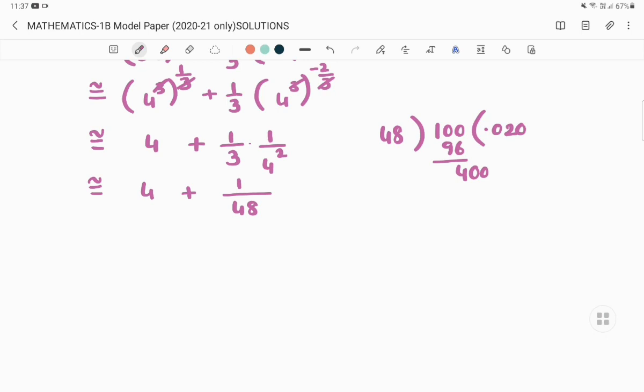So we need to divide 400 by 48. Roughly how much is it? We can calculate 400 by 48. That means 8 point something, it is not divisible exactly. So it may be 7 approximately. 7 8s are 56. 7 fours are 28, plus 5 is 33. So like this way it will be.